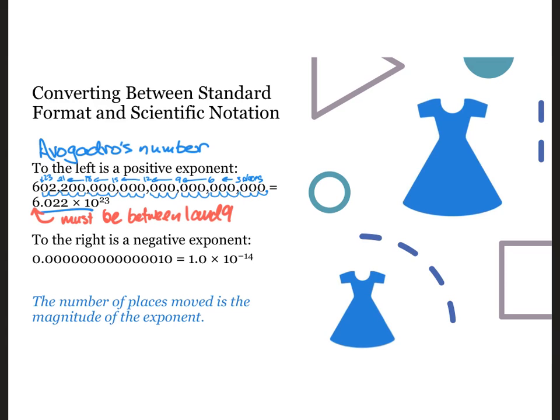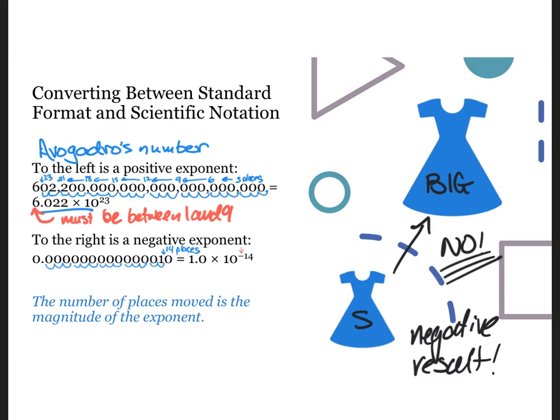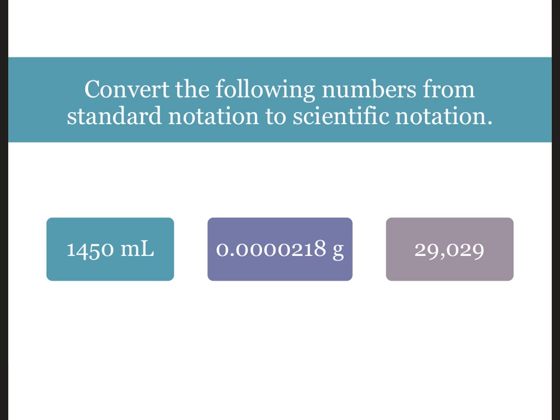The exponent becomes 23. For a small number, we want to make it look bigger, so we move the decimal to the right, in this case 14 places. The exponent becomes negative, indicating this is a small number. It may sound silly, but the way I remembered these differences between positive and negative exponents in scientific notation is this: if my size is really small, but I put on something that makes me look bigger, that's a negative result. Here are a few examples for you to try.